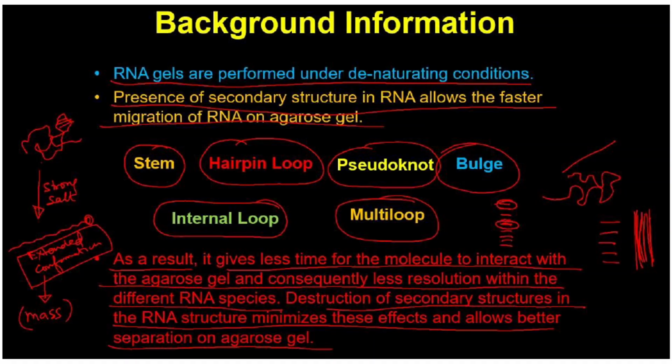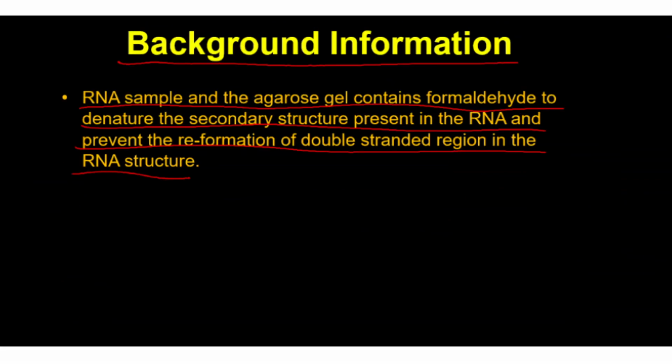Otherwise, it gives less time for the molecule to interact with the agarose gel, and consequently less resolution between the different RNA species. So destruction of secondary structure in the RNA minimizes these effects and allows better separation, better resolution, better visualization. Okay, so that is why we go for a denaturing gel.